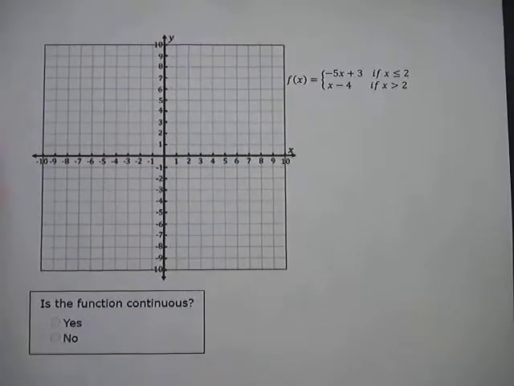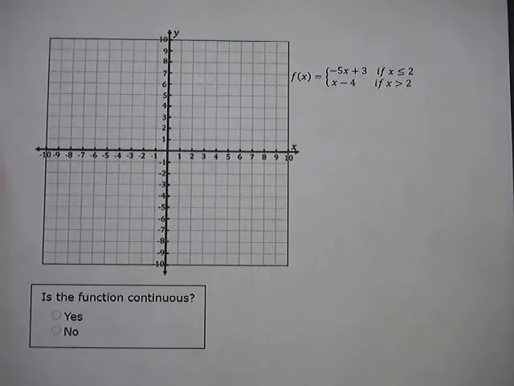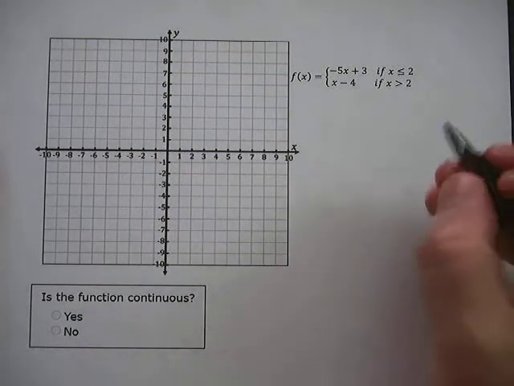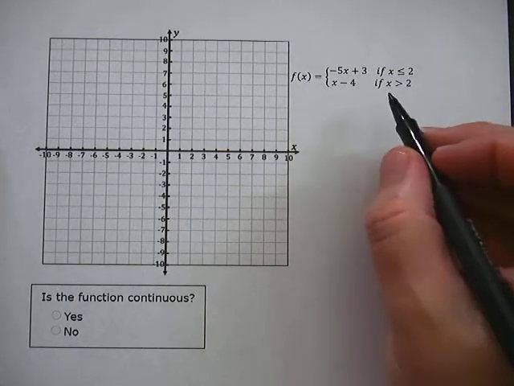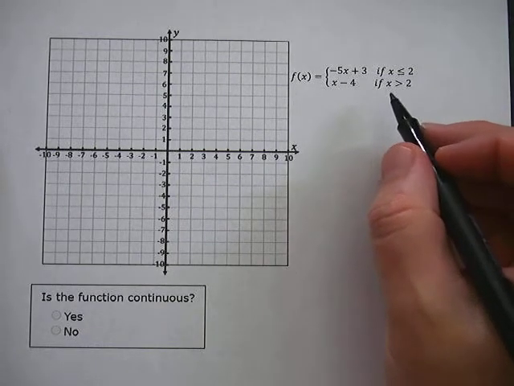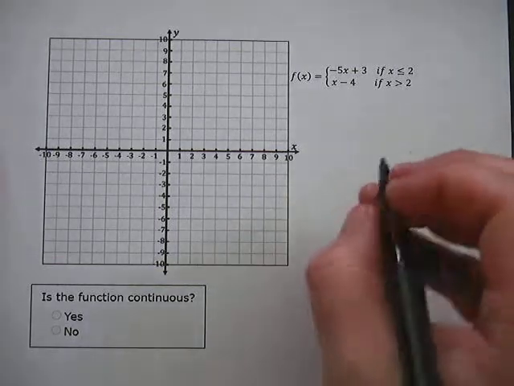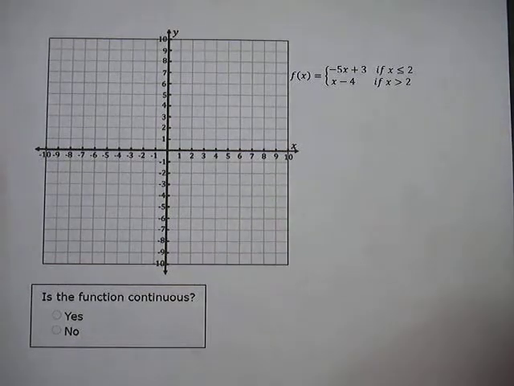Okay, let's do another one. So this one we have f of x equals negative 5x plus 3 when x is less than or equal to 2, and it's equal to x minus 4 if x is greater than 2. Okay, so our boundary line is 2. That's the number we're going to plug in.